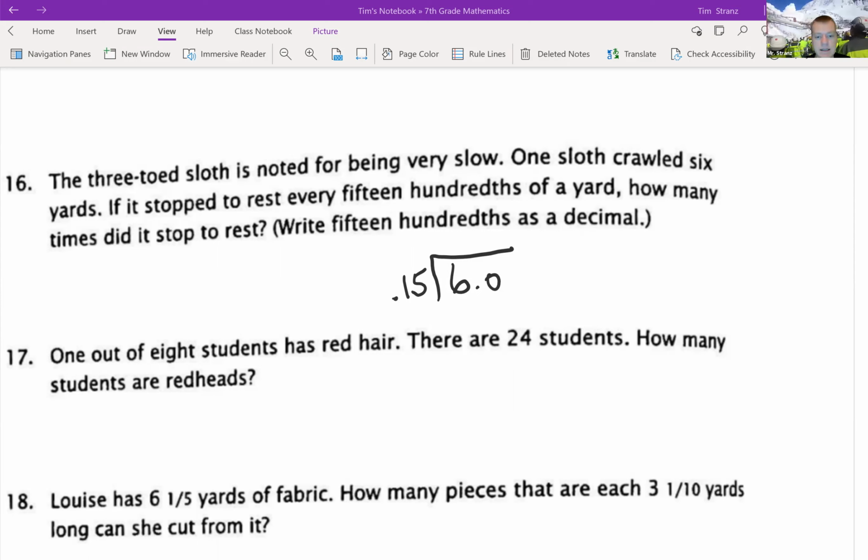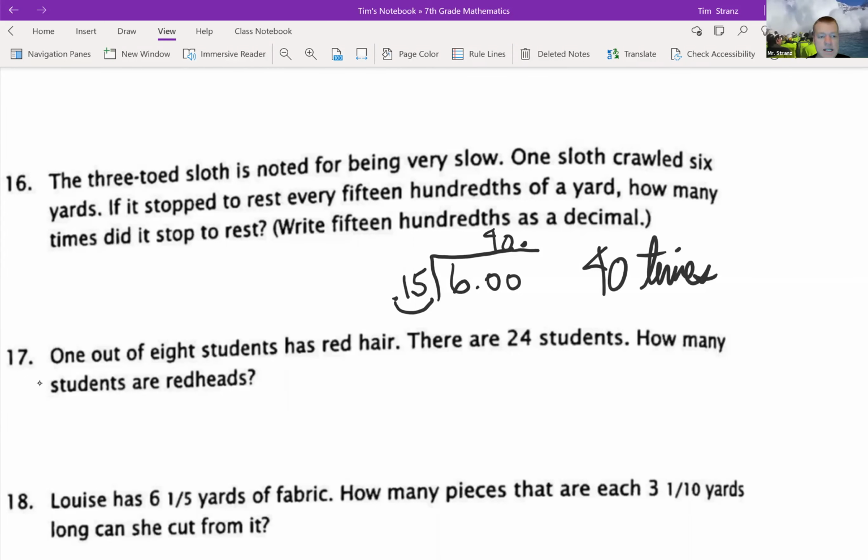Okay, this is number 16. Yeah, so 6 divided by 0.15. Again, I'm going to have to move this over twice, which means I need to move this over 1, 2. So my decimal is going to go there now. So 15 goes into 60 how many times? It's going to be 4 times. And then there's going to be a 0 there. So it stopped to rest 40 times.